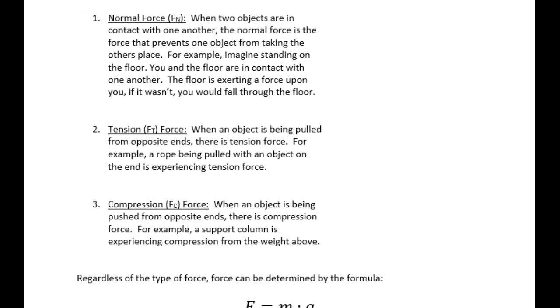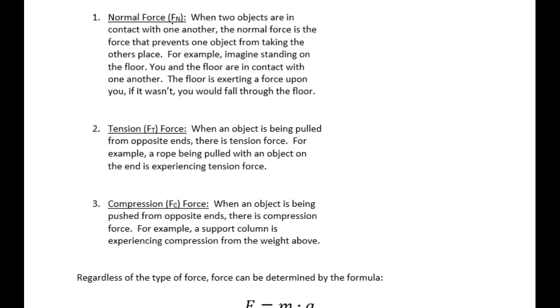So the first one we're going to look at is something called a normal force. And we use the symbol F with a little subscript N for normal force. So when 2 objects are in contact with each other, the normal force is a force that prevents one object from taking the other's place.